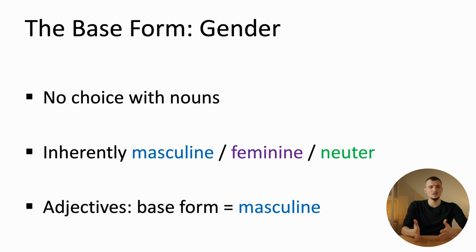If the noun is 2 of something, the adjective has to be in its 2 of something form as well. And the same for cases. If the noun is in the genitive case for a particular reason, the adjective has to be in the same case as well. And we call this agreement.